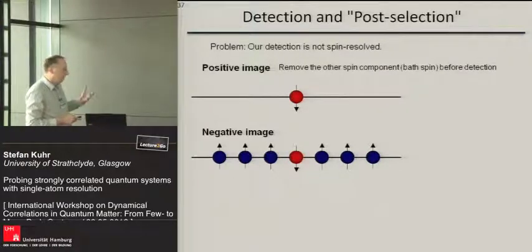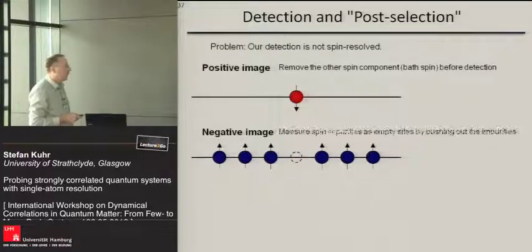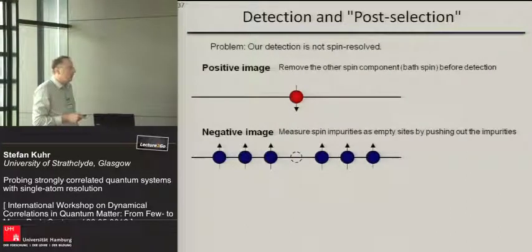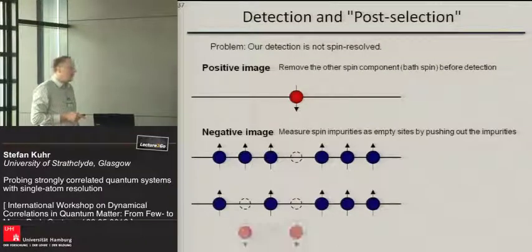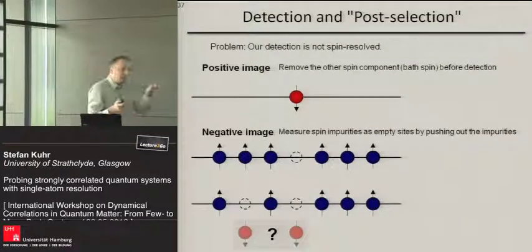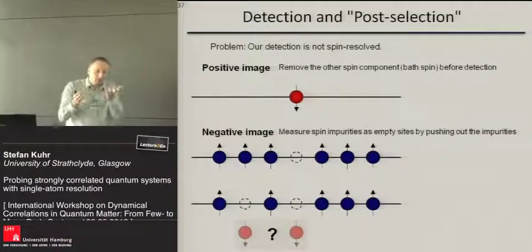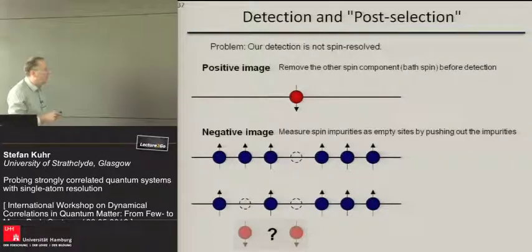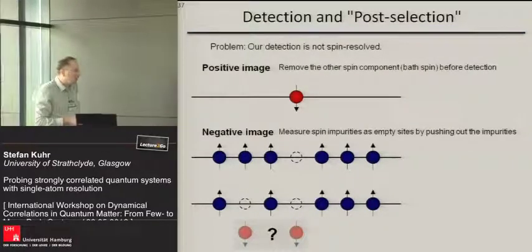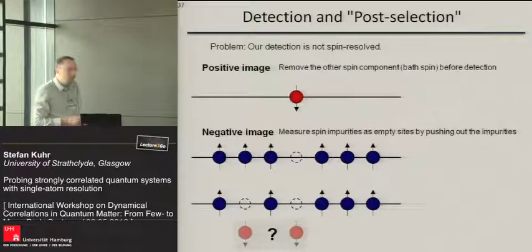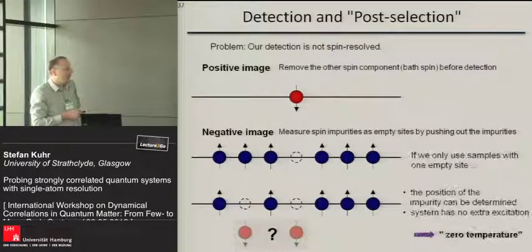And then there's the negative image, where we remove the impurity, and we measure this spin impurity as an empty site. The one problem is that, as you have seen, we also have thermal holes in the system. When we do these negative images, we really don't know, if we detect two holes, which one was the spin impurity. We can solve this problem very elegantly.